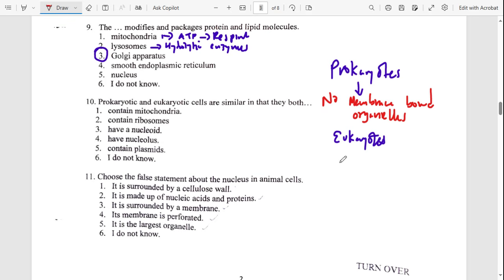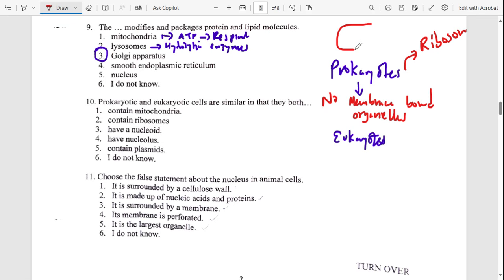Eukaryotic cells have membrane-bound organelles. The only organelle that does not contain a membrane is a ribosome. That is why a prokaryotic cell contains a ribosome, because it doesn't have a membrane. A ribosome is also going to be found in eukaryotic cells. Because prokaryotic cells do not have membrane-bound organelles, they also don't have a nucleus, because it also contains a membrane.